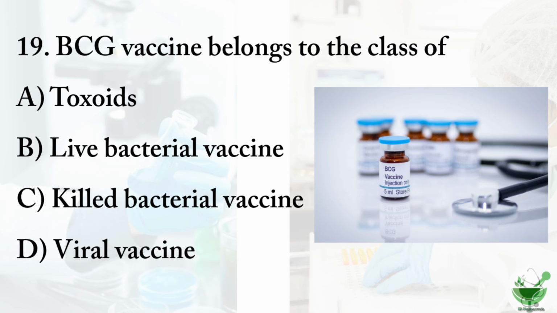Then question number 19. BCG vaccine belongs to the class of option A, toxoids. Option B, live bacterial vaccine. Option C, killed bacterial vaccine. Option D, viral vaccine. So BCG, Bacillus Calmette-Guerin, is the live attenuated vaccine form of Mycobacterium bovis used to prevent tuberculosis and other mycobacterial infections.